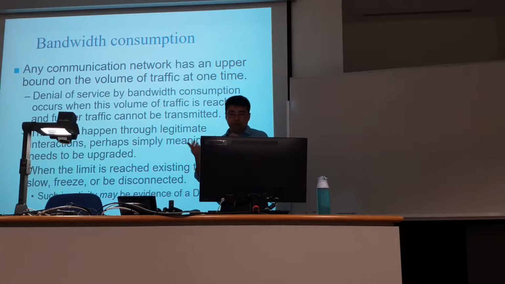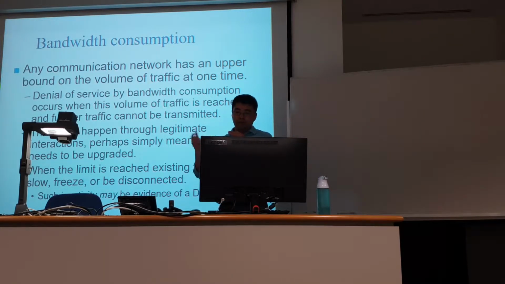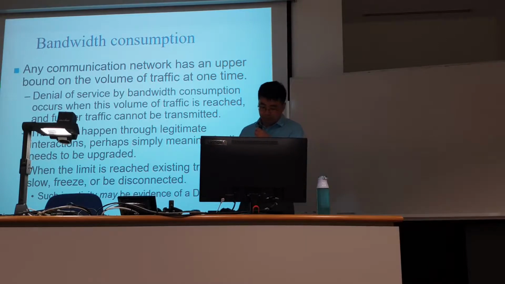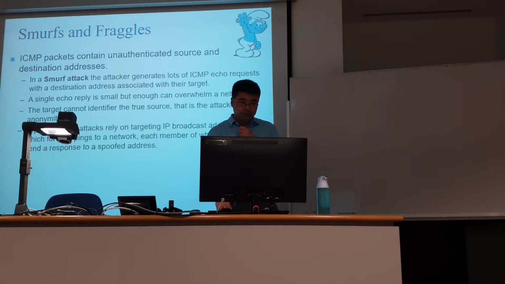So each network has a bandwidth, that means an upper bound on the volume. If you have a lot of traffic, essentially it's like a traffic jam. The network is blocked by the traffic jam, and then other packets cannot go through. So this is bandwidth consumption for the denial of service attack.